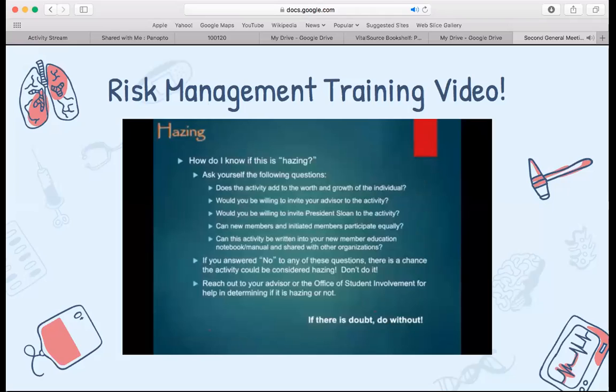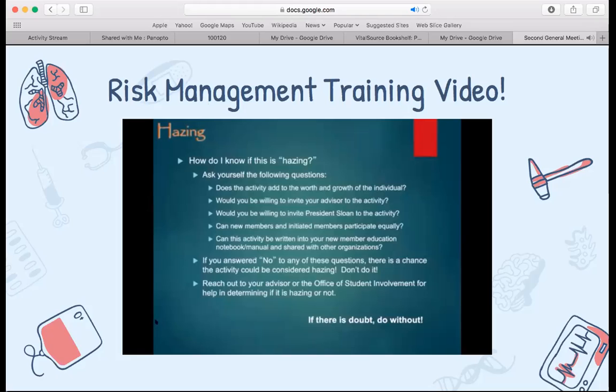If you're maybe just feeling uncomfortable, you're not sure, ask yourself the following questions. Does the activity add to the worth and growth of the individual? Would you be willing, or would your advisor be able to attend the activity? Would President Sloan be able to attend the activity? And can new and initiated members participate equally? Is this activity, or could it be written into new member education, shared with other organizations? Is that something you could use for other activities that you're doing around campus? If any of those you answered no, then there's a chance that you could be in a hazing activity.